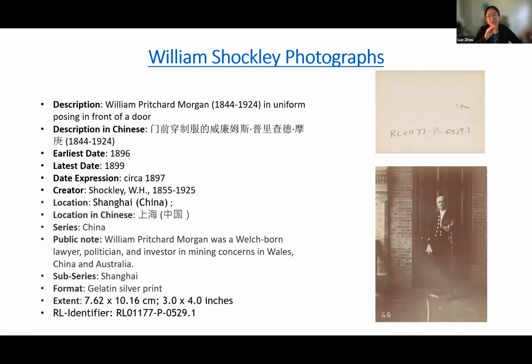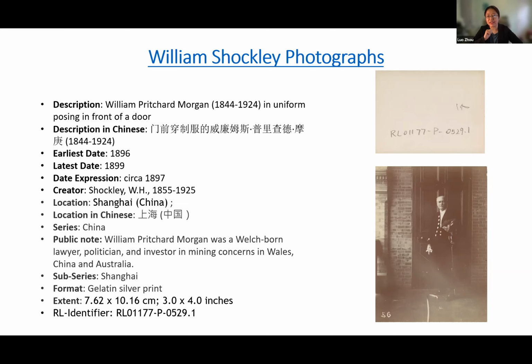The dates is also interesting. The earlier photograph has the dates written on it, so we're pretty sure. But this one, we're not sure. But from the years that Shockley was in China, the earliest is 1896, the latest 1899. So we have two dates, so we have a date range. And we suspect the most likely date is 1897.